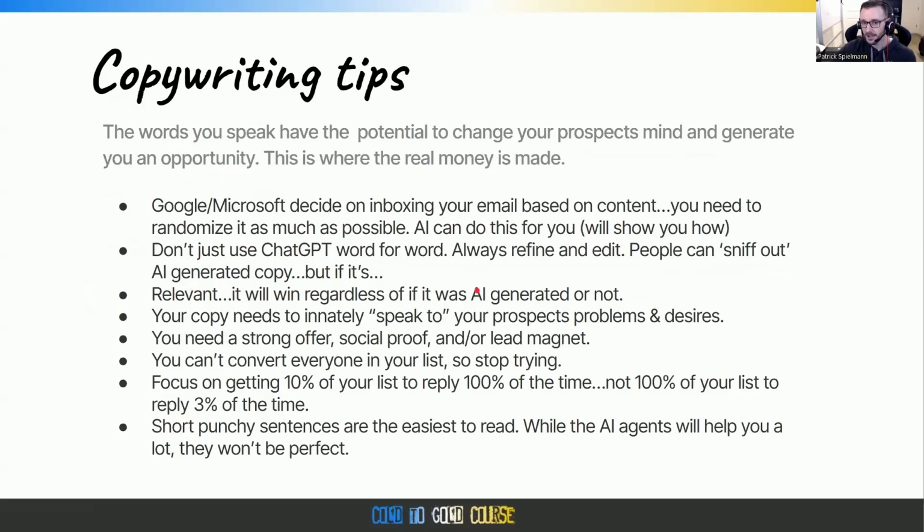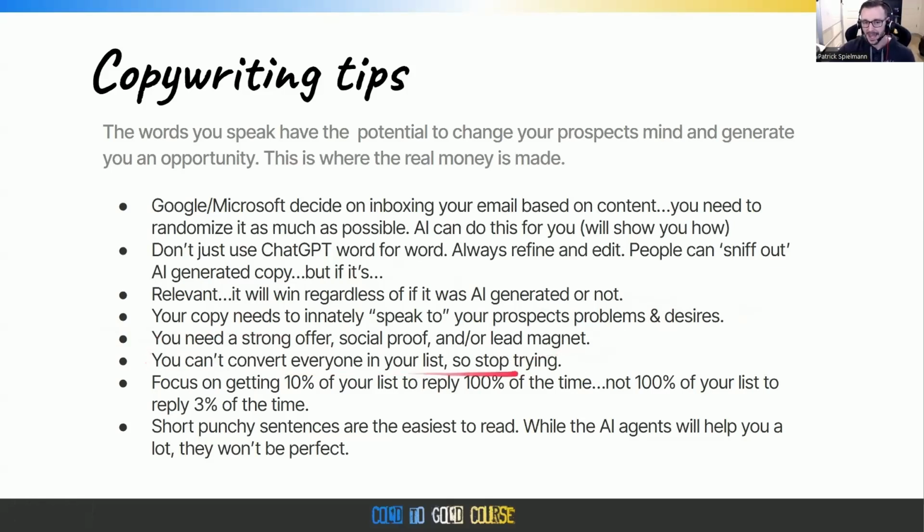If it's relevant and you have good angles, people don't really care if you're going to help them solve a problem. But your copy needs to innately speak to your prospect's desires and problems. You need a strong offer and social proof and/or a lead magnet. You can use one of these, you can use two, you can use all three in an email. If you have all three in your email, it's a really, really good email. It's going to increase your positive reply rates and your opportunity rates substantially.